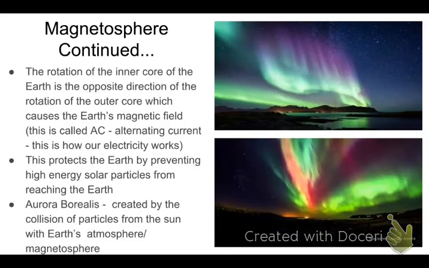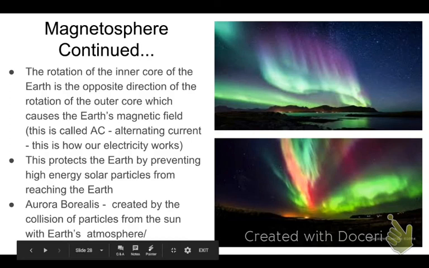Let's talk about this a little bit more. This is the last thing we need to talk about. I already talked to you about the rotation of the inner and the outer core, which causes our magnetic field. It's called AC, which is alternating current, and it's exactly how our electricity works as well. Our magnetosphere protects the Earth by preventing those high-energy solar particles, that solar wind, from reaching the Earth. But the really cool thing is that we get this awesome light show called the Aurora Borealis, which is created by the collision of particles from the sun with our atmosphere and our magnetosphere. And I'm sure you guys have heard about that before.